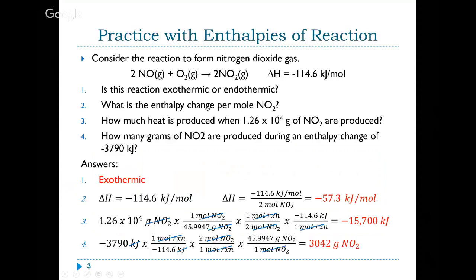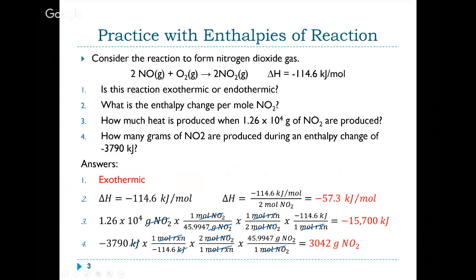How much heat is produced when 1.26 times 10 to the 4th grams of nitrogen dioxide are produced? We always keep in mind that anytime we're given mass or molarity or anything like that, we always have to get to a number of moles so that we can then use our equation. So we have to find the molar mass of nitrogen dioxide. We look at our periodic table. 1 nitrogen plus 2 oxygens gives us 45.9947 grams per mole. Grams are here, grams are here, we have to cancel that out. Remember, for molar mass, it's always 1 mole. It has nothing to do with the balanced equation.